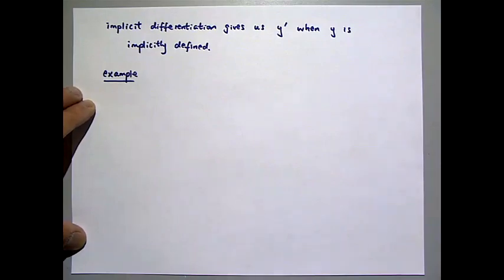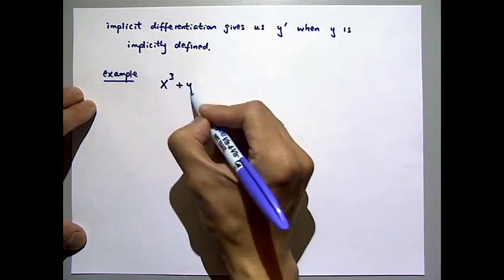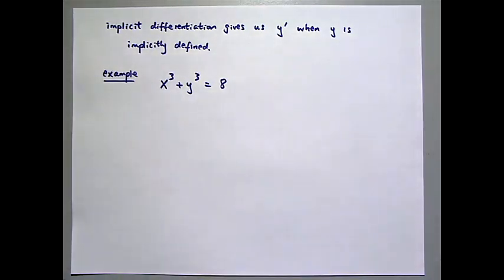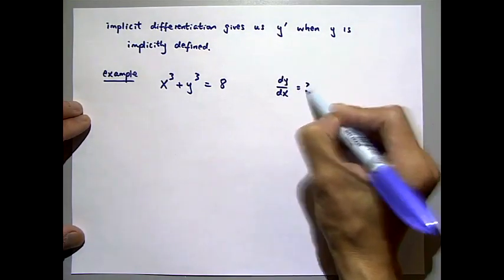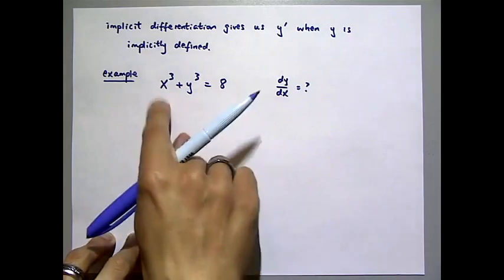So let's say we got an equation, a function y defined implicitly this way: x cubed plus y cubed is equal to 8. Now you notice that this one is something we could actually turn into an explicit form if we wanted to. But suppose we couldn't do that. Let's just leave it implicitly defined, and let's find out how to find the derivative of y. Okay, the start is very simple. Just go ahead and take the derivative on both sides.